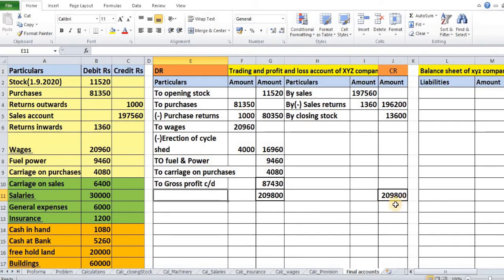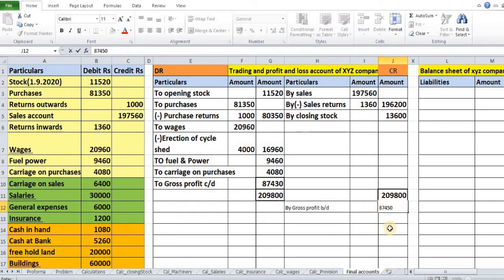If the debit side total is greater than credit side, then we'll mention as by gross loss on the credit side. In other words, we can say sales is more than purchases and expenses. Hence, we arrived at gross profit. If sales is less, then it will be gross loss. Now we'll mention this amount as by gross profit brought down on the credit side of the trading account. And we'll mention 87,430 in the outer column on credit side.